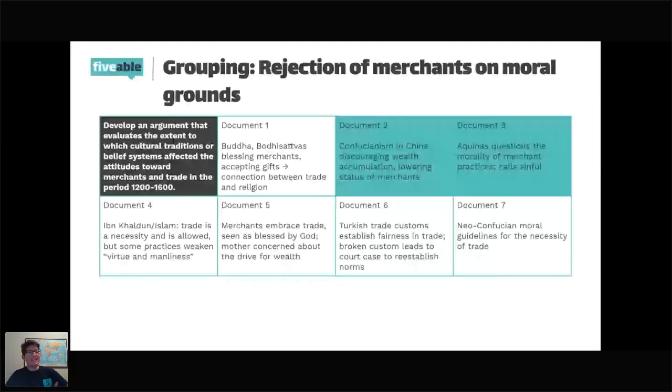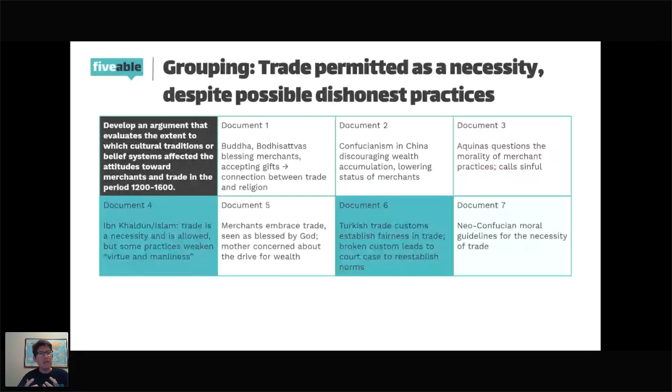For example, documents 4 and 6, these Islamic documents, seemed to say that trade was permitted as a necessity, even though there might be some dishonest practices. So you need to be very careful, perhaps, as you go about trade, but it is still a very important part of culture, and it's still encouraged as long as you do it by the law, right? Ibn Khaldun says in his source that it is a natural means of livelihood, right? And the religious law allows the methods of merchants to keep going.